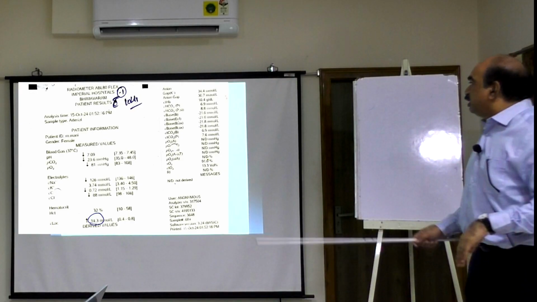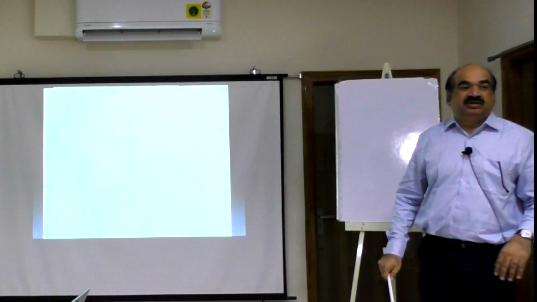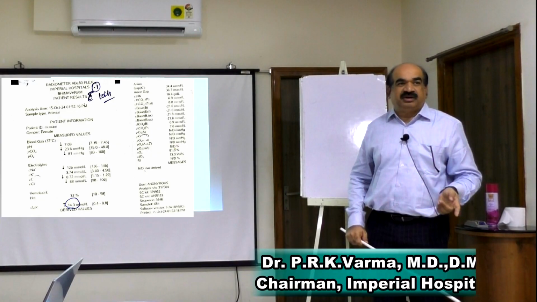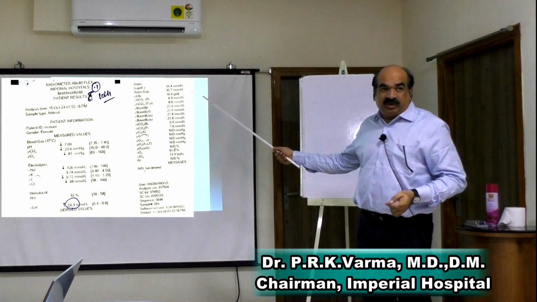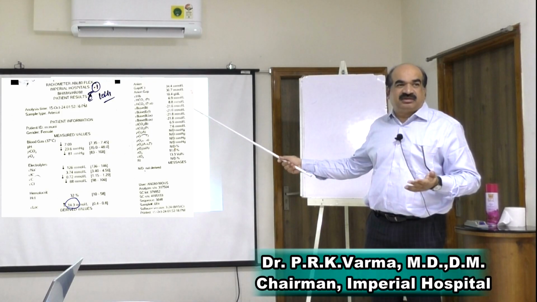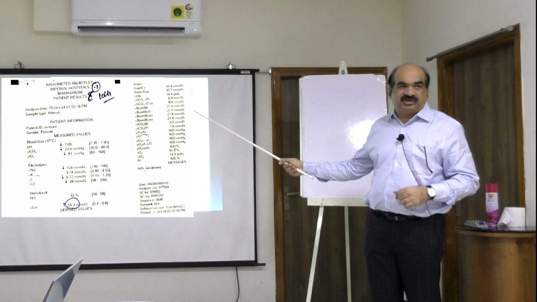Then step 2 is whether it is respiratory acidosis or metabolic acidosis. For that, look at pH and PCO2. If they move in the same direction, it means it is metabolic. If they are in opposite direction, that is respiratory. For example, if pH is 7.0 and PCO2 is 60, CO2 is high, pH is low. They are in opposite direction.